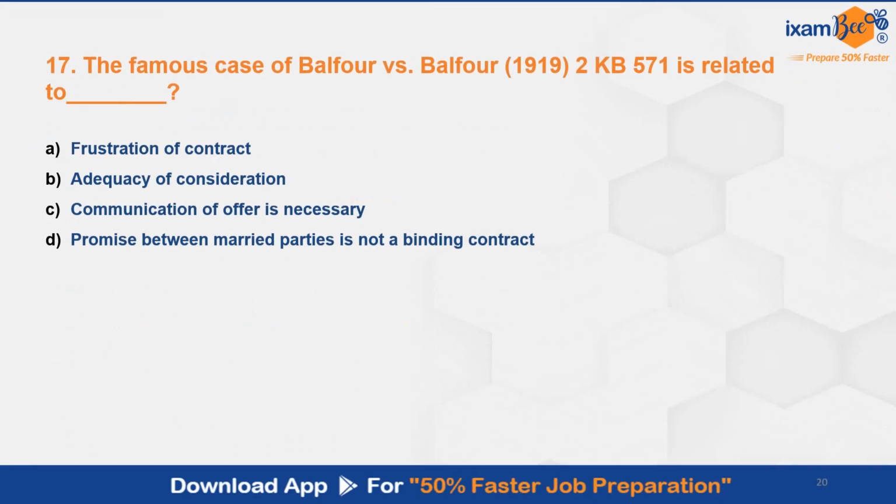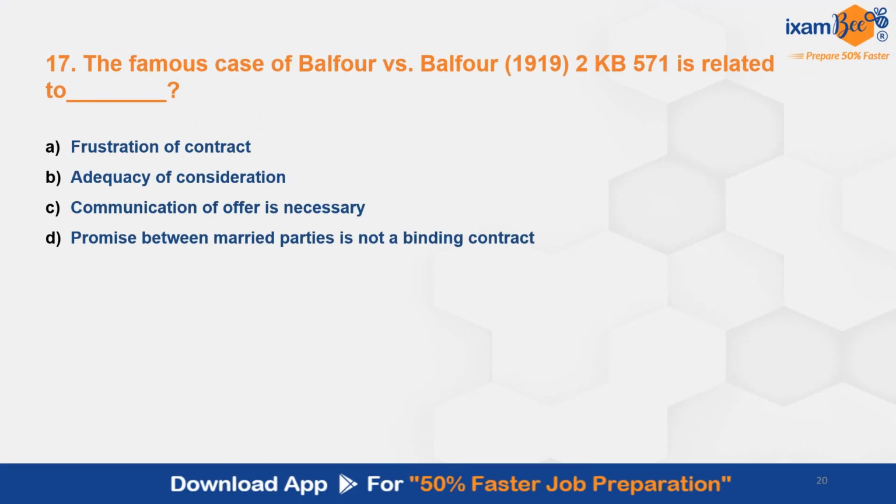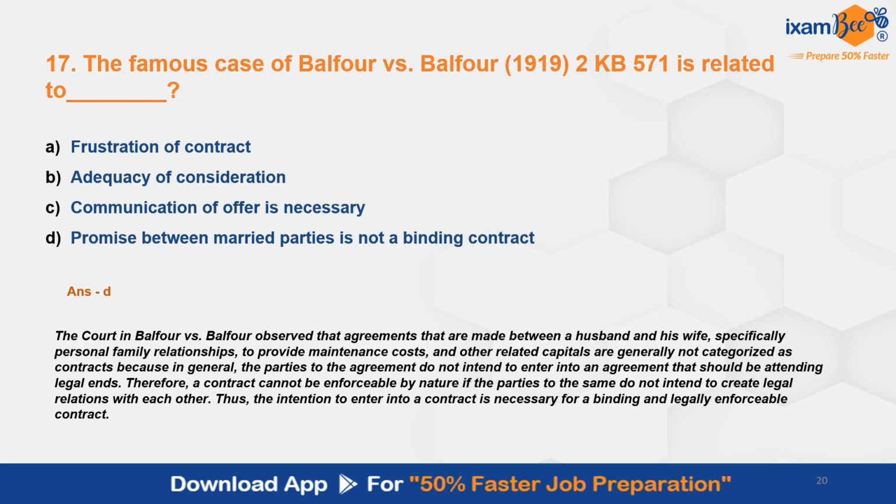Then question number 17. The famous case of Balfour versus Balfour is related to. The correct answer here is D. Promise between married parties is not a binding contract. The court in Balfour versus Balfour observed that agreements that are made between a husband and his wife, specifically personal family relationships to provide maintenance costs and other related matters, are generally not categorized as contracts because, in general, the parties to the agreement do not intend to enter into an agreement that should be attended by legal ends.